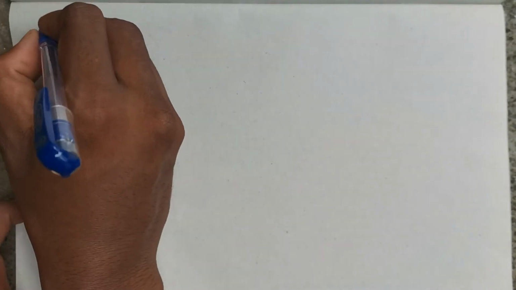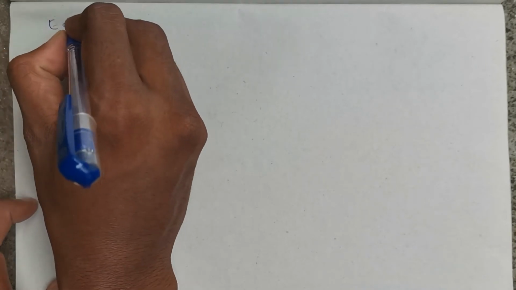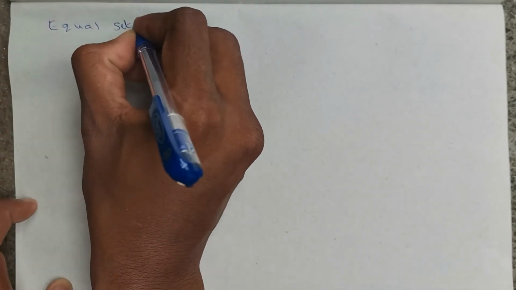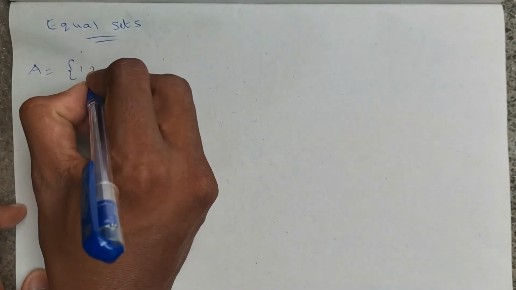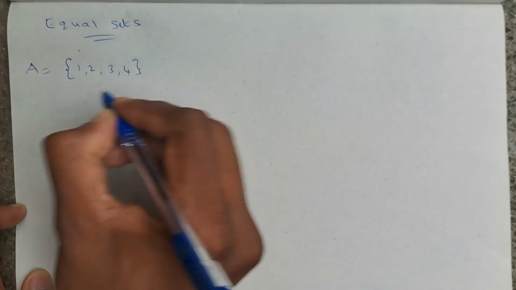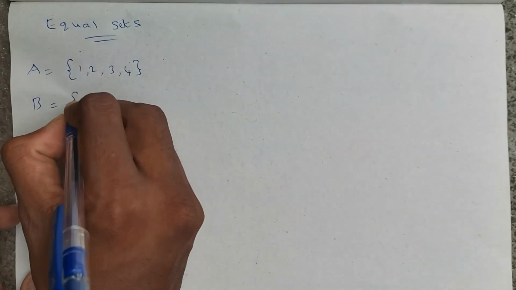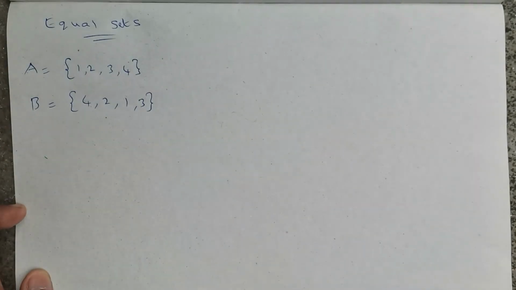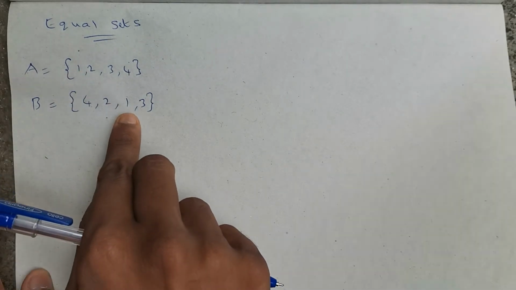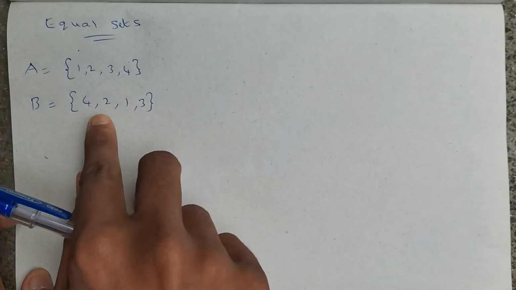The next type of set is equal sets. For example, we have a set A where the elements are 1, 2, 3, 4, and one more set B where the elements are 4, 2, 1, 3. Now if we observe set A as well as set B clearly, we can easily say that those two sets have exactly the same elements. Here element 1, here also element 1, element 2, element 2, element 3, element 3, element 4, element 4.